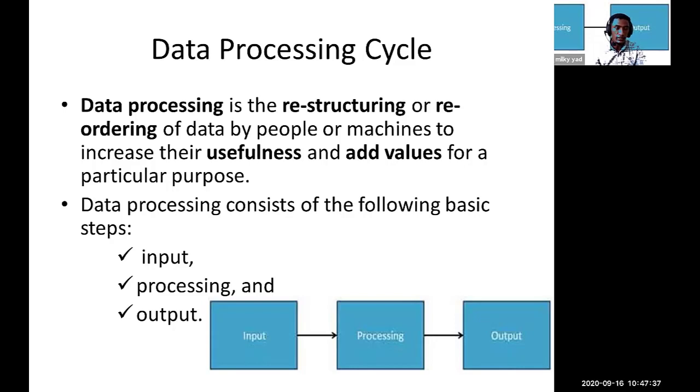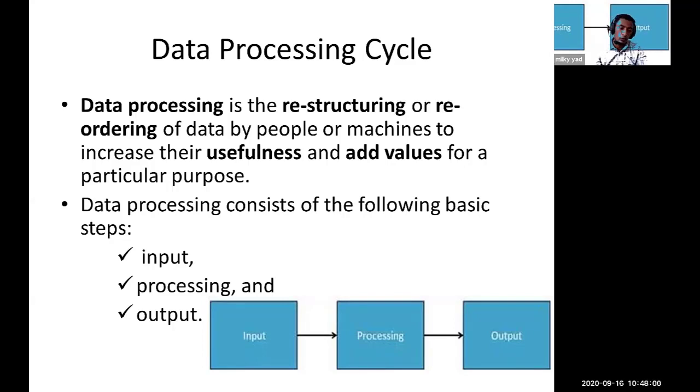So the first type of data processing is manual data processing, which also has its own advantage. For example, there is no need for any electronic device. Due to this, it is electric power independent. We can work anywhere, any place, without needing electric power.